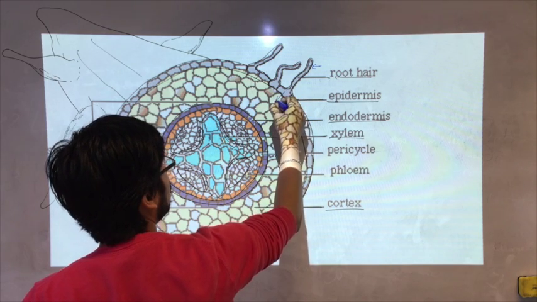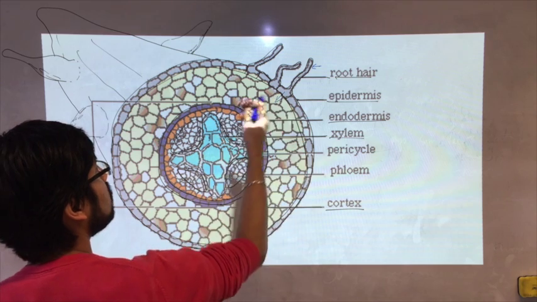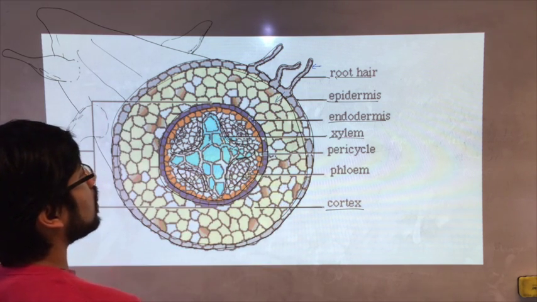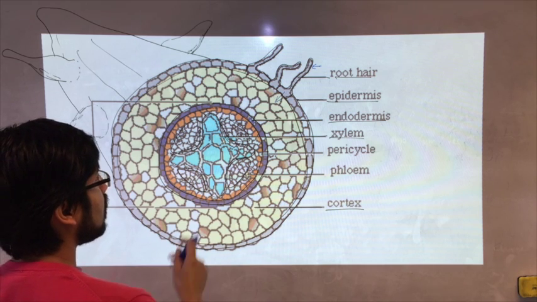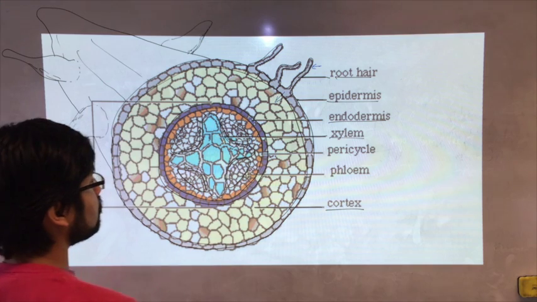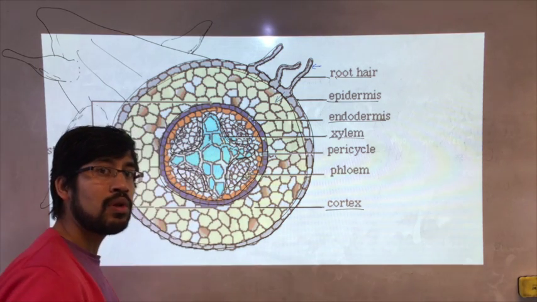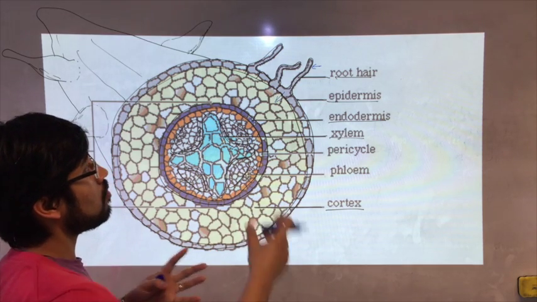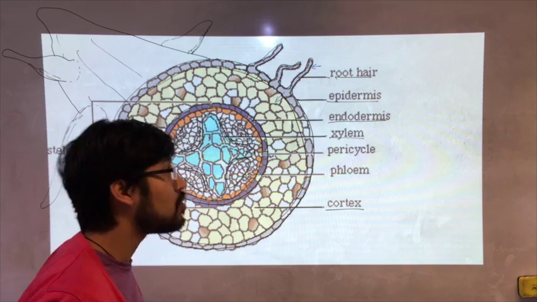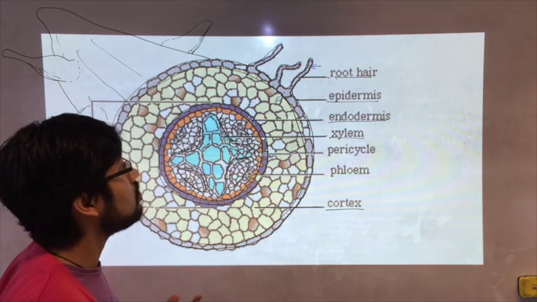And from those cells, it's going to be entering the cortex. It's going to be moving from the cortex through the endodermis, and from the endodermis, it's going to go into the xylem. All right, and that is the journey. We'll be looking at how this process is made to happen, as it were.